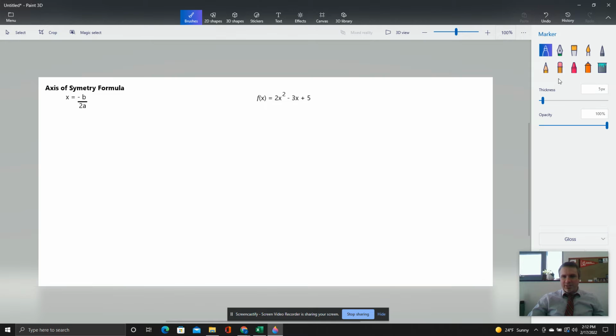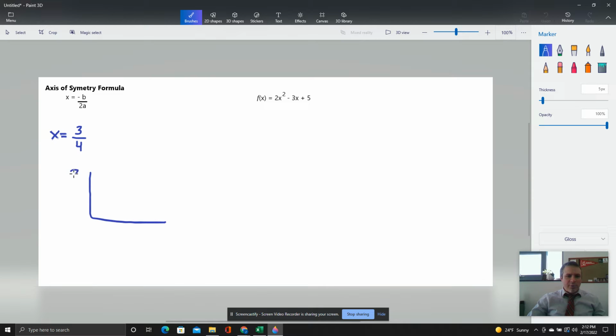I'm going to say, I need to do x is equal to the opposite of b, so it's -3. So instead, I'm going to do 3 divided by 2 of the a's, which was 2. So we get 3/4. So what this means is I have an x value of my vertex. So I need to go find a y value of that vertex.